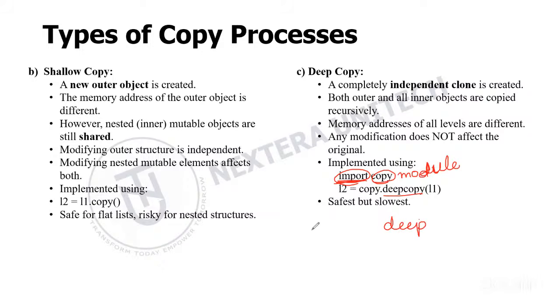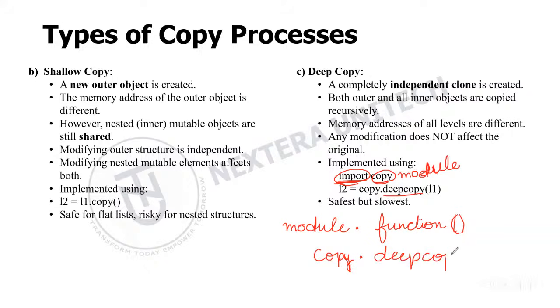How I can use it is, first we write the module name, dot, function. In that way, I can use any function in any module. So this is how we'll write it. As the module is copy, I'll write copy dot, and the function is deepcopy, followed by parentheses. So in this way, I can perform deep copy.